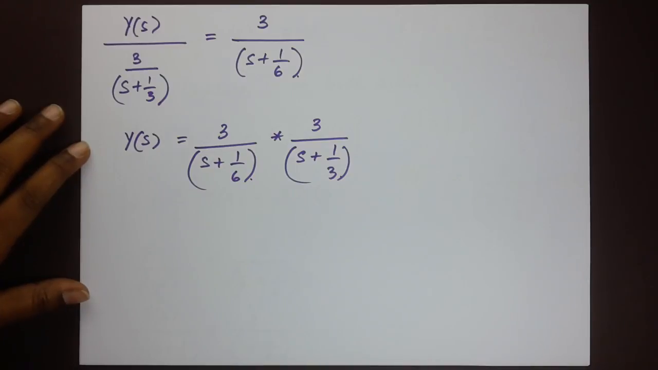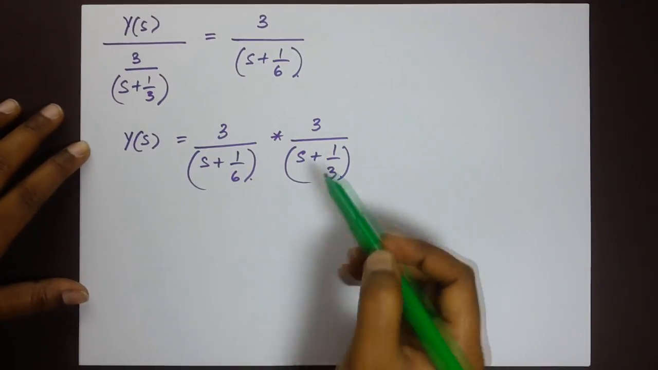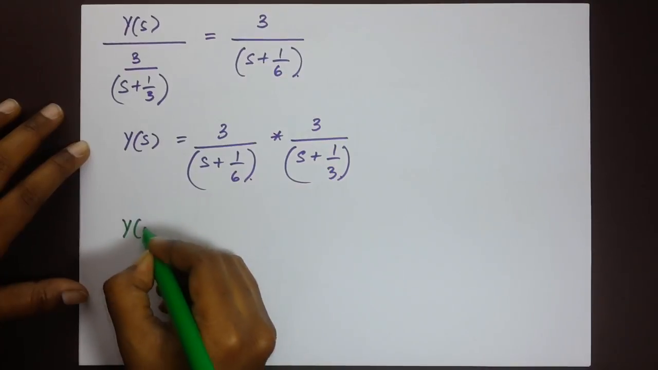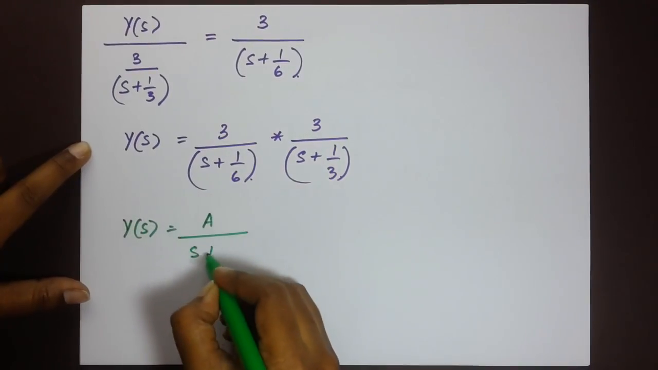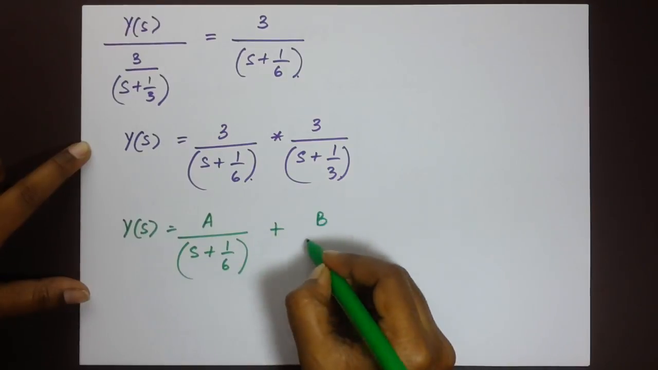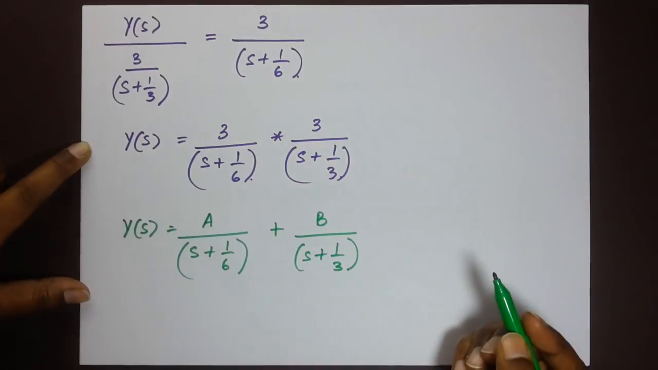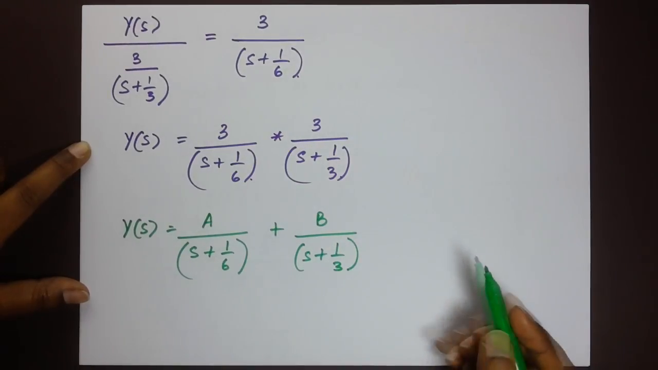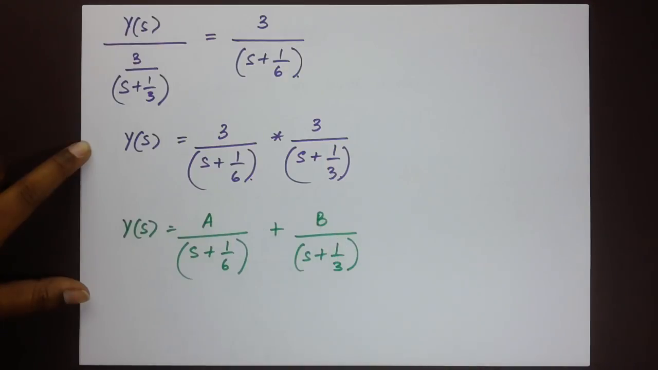Okay, so now in order to take the partial fractions, we have to consider each term, and we write this as Y of s is equal to A divided by s plus 1 by 6, plus B divided by s plus 1 by 3. So we are taking partial fractions here and we have to find out the values of A and B. These two constants we will have to solve.